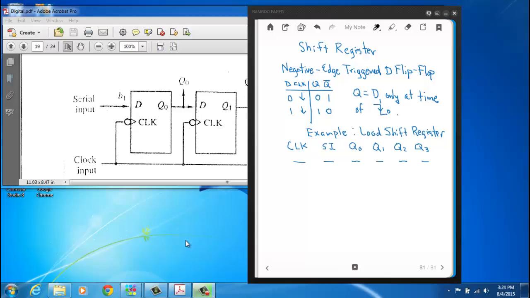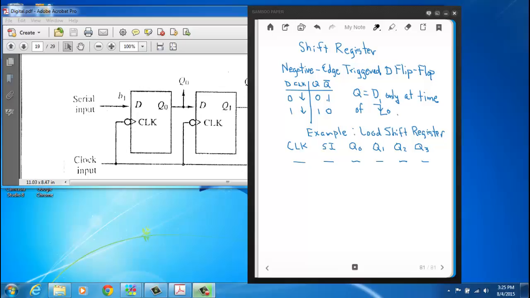In this video we talk about a shift register. Shift registers are typically made out of edge-triggered D flip-flops, and the example that we're going to look at in this video uses negative edge triggered D flip-flops. So I've repeated the truth table for the negative edge triggered D flip-flop right here.